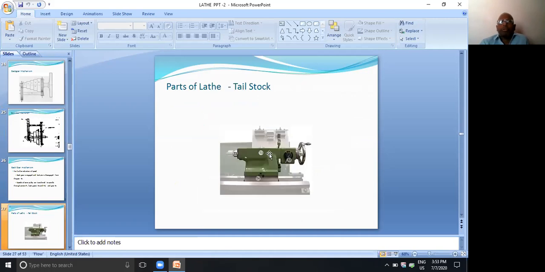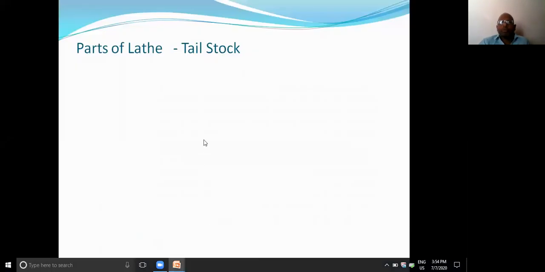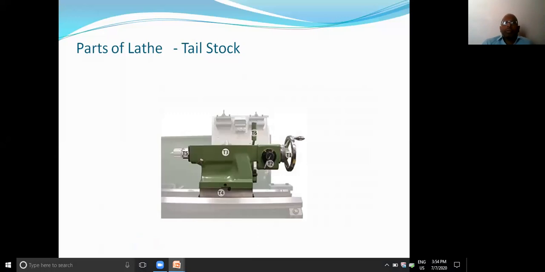So now in the present class, the topic to be discussed is tailstock and the remaining parts. So the parts of lathe: tailstock. The tailstock is also having an important role, but it is a dead center or idle center. So this particular one is the tailstock.